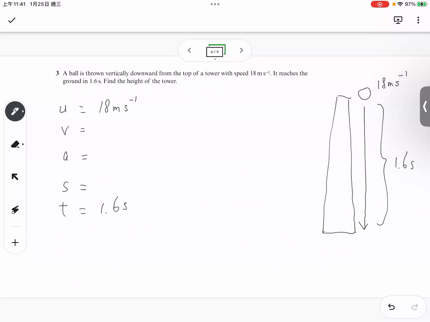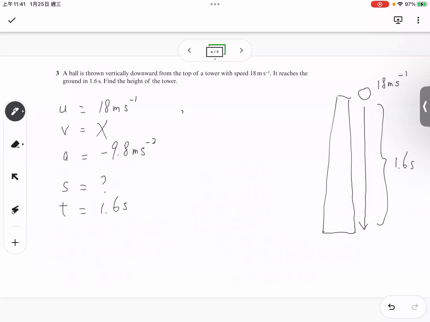For every question, make sure that time is a scalar. It's not a vector, so we do not have any direction for it. Most of the time we only have positive here. And find the height of the tower. That means I'm going to find out the displacement of the tower, in which case the displacement will be equal to the height of the tower. Obviously we have A here, because A is negative 9.8 meters per square second. So we did not have V this time. We have U, we have A, we have S, we have T.